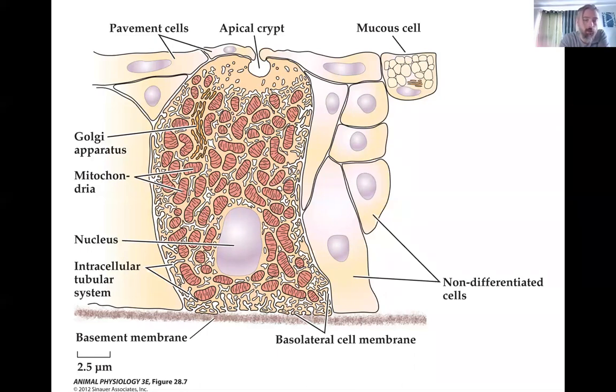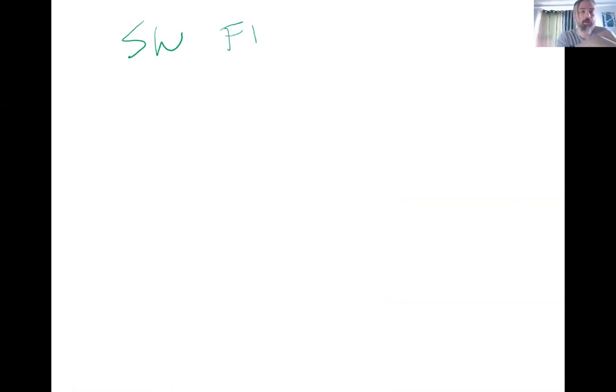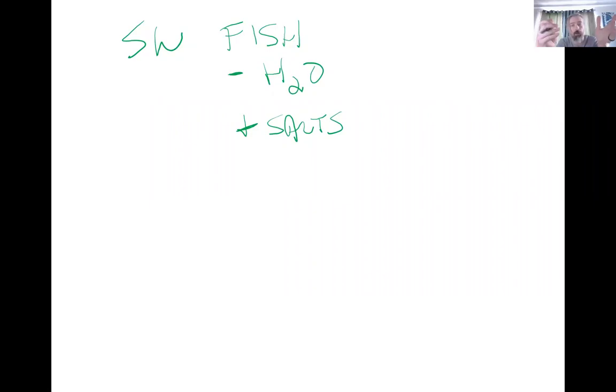So again, I'll pull up a white screen here. Right, the problem with our salt water fish is that they are constantly losing water and gaining salt. Our freshwater fish dealt with their water problem by peeing all the time. And that works great for them. But here the issue is that we're losing water all the time. And so our number one thing with urination is that we're going to try to minimize water loss that way.